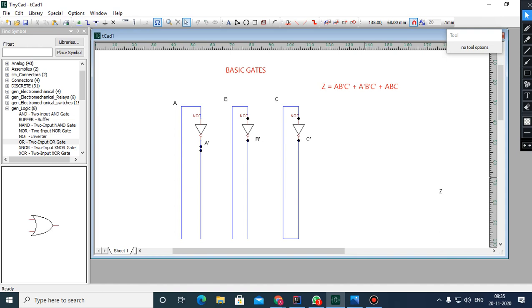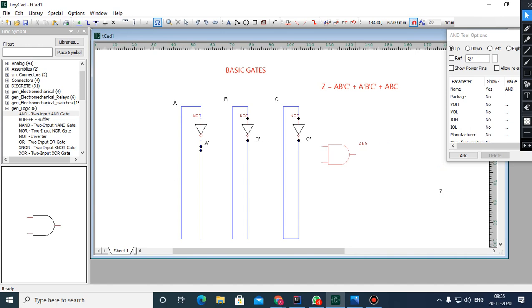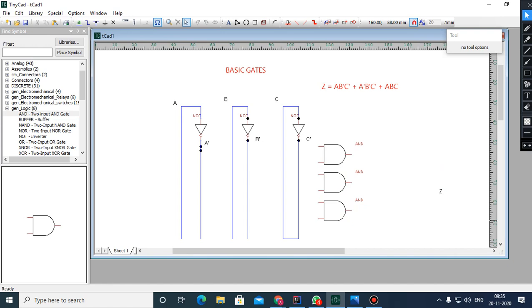So first of all, I would like to know how many minterms are there? Children, please tell how many minterms are there? Okay, so if there are three minterms, it simply means that there will be three AND gates. And now we have to connect.